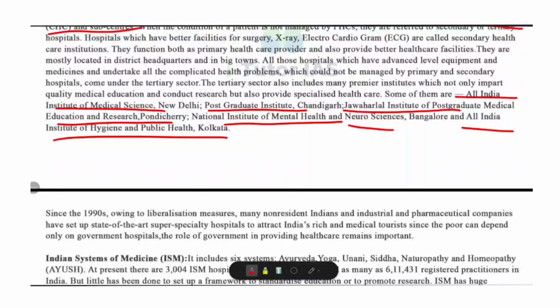So primary care means first contact, with preventive and basic treatment. Secondary care means advanced diagnostics and surgeries, at district level. Tertiary care means specialized treatment, research, and premier institutes.